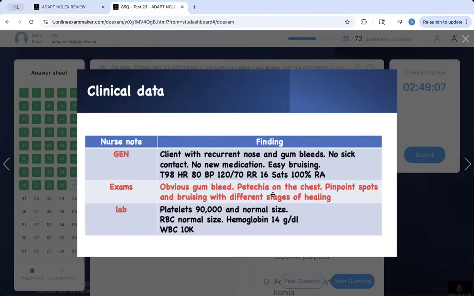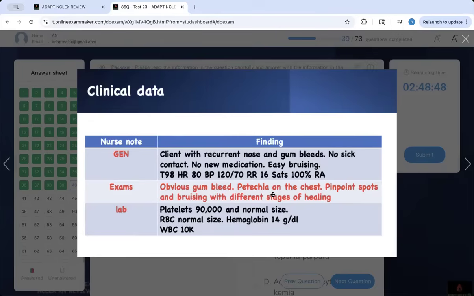You see the strategy? I got it from the first general, and everywhere I go, I'm just using it to combine it. I'm not bothering myself. What is petechiae? I say, oh, platelet problem. Pinpoint spots and bruising with different stages of healing means petechiae, the same thing.